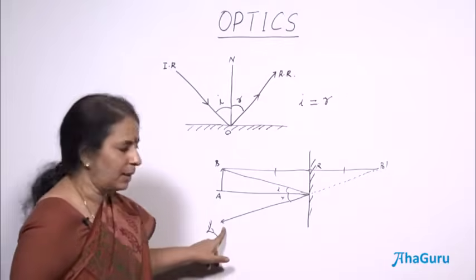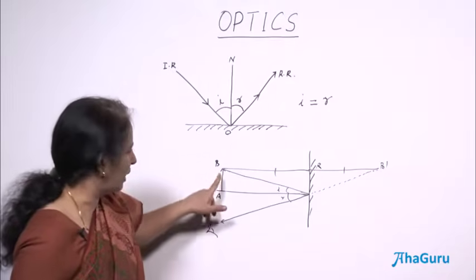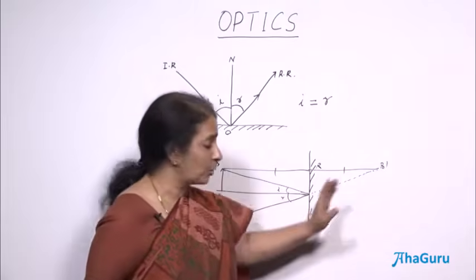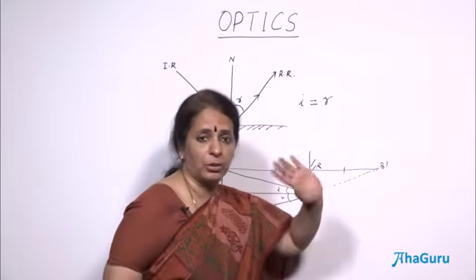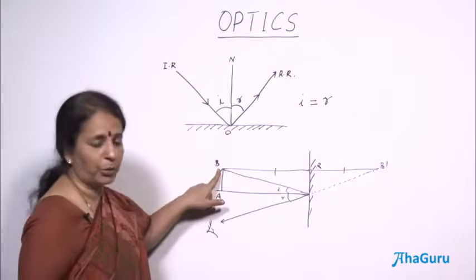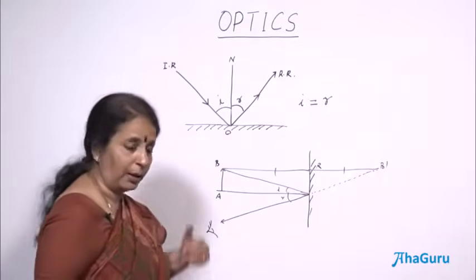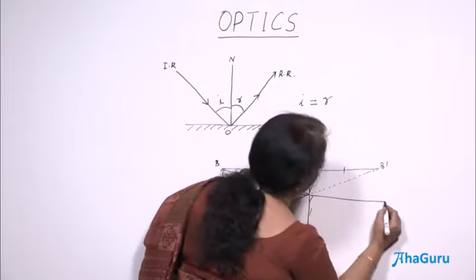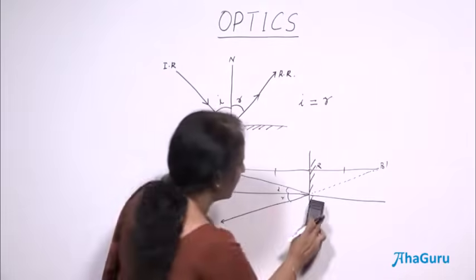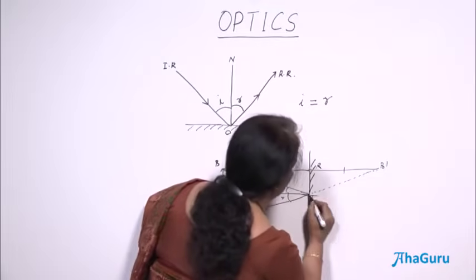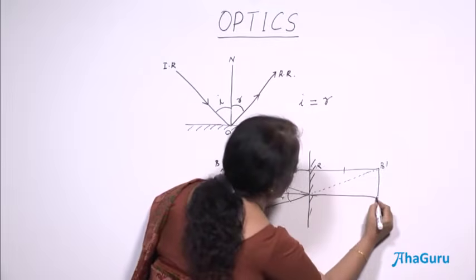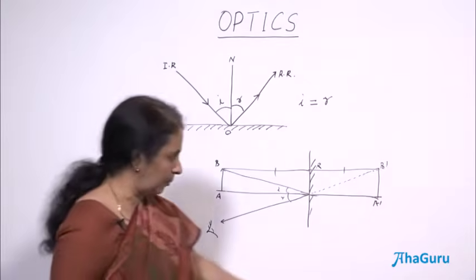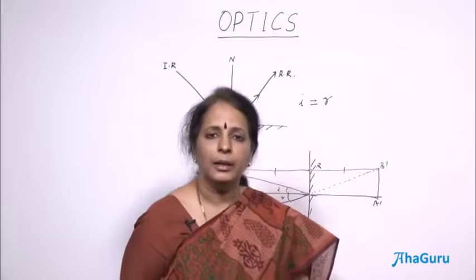From here when I see, it appears to me that the light from B is not coming like this, but actually it is coming from B dash. So, it is appearing to be coming from here, it is not really coming from there. Really the light is coming from here, but when I see from here, to me it appears that the light is coming from there, hence the image of B is B dash. If I extend this in the same way, I can write this as A dash. So, AB is the object, A dash B dash is the image.